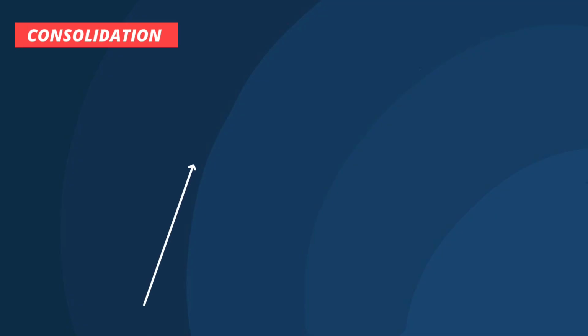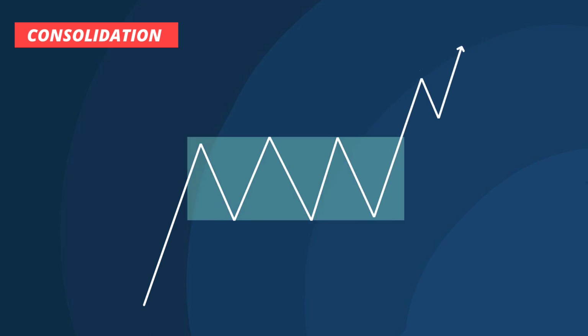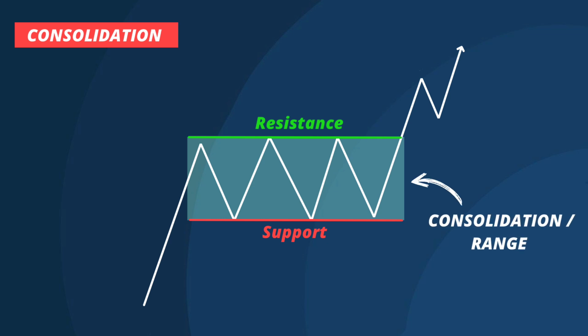Consolidation. No trend yet. Sometimes price doesn't trend. Instead, it just moves sideways, bouncing between support and resistance. This is consolidation, or what some traders call a range. There are no clear higher highs or lower lows, just choppy moves within a box.